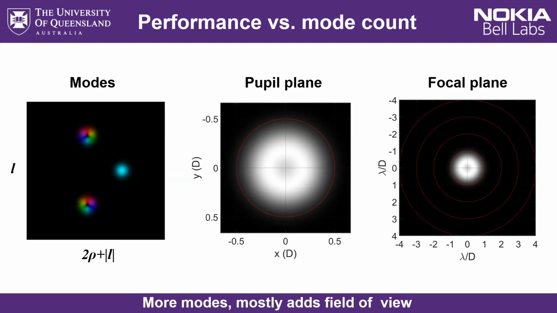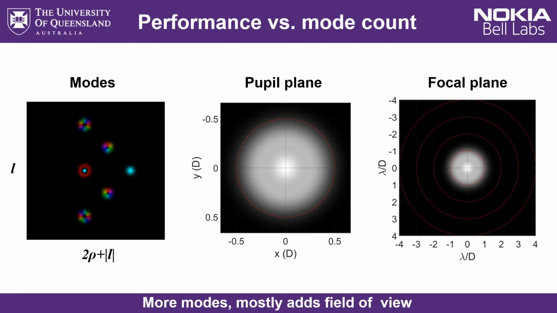Okay, so here we're looking at the total intensity of all modes in the pupil plane and the focal plane. On the left, we've got the modes the mode sorter supports. In the middle, we've got what the sum of the intensities of those modes looks like in the pupil plane. And then on the right, we've got what the sum of those modes looks like in the focal plane. For the simulation, I've chosen the waist parameter of the mode basis such that it fills the pupil as efficiently as possible. Starting off here, we've got just the fundamental mode and the L equals plus or minus 1 modes. So that's an N equals 3 mode sorter, supports 3 modes.